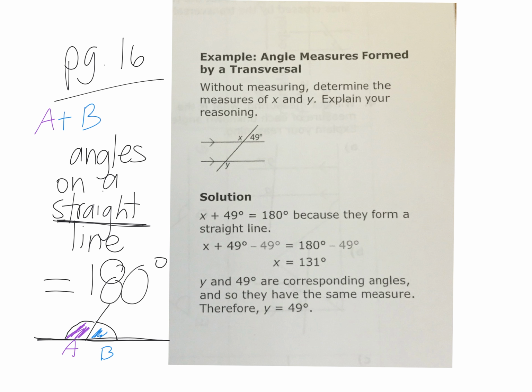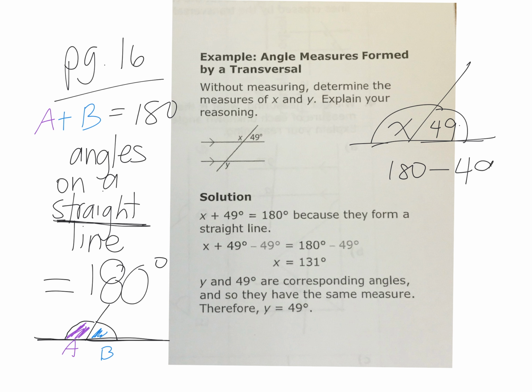So look at this example. If this is the line, I'm going to draw it here, and this angle is 49 degrees, how would you find angle X? Yes, Danica. 180 take away 49 equals, what's X equal to? That's going to give us X. 131. Yes. X equals 131 degrees, and they've done that here. Okay?